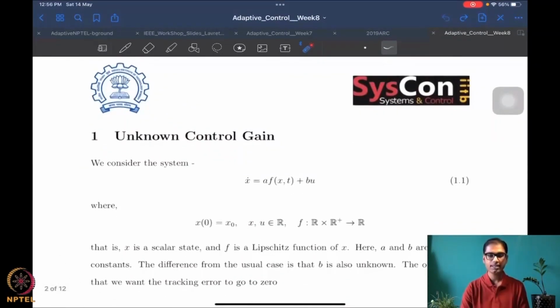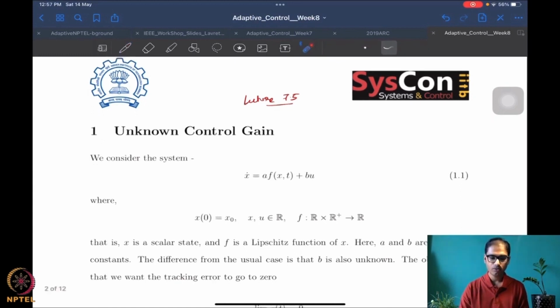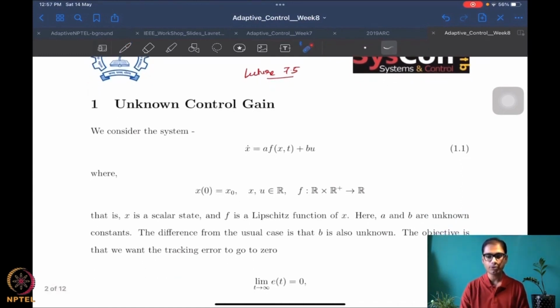So let's start looking at this, right? I'm going to mark this lecture as lecture 7.5. So this is the 5th lecture of the 7th week. So don't worry that it says week 8 in the beginning here. That's merely for organization's sake. All right, great. So what is the unknown control gain problem?